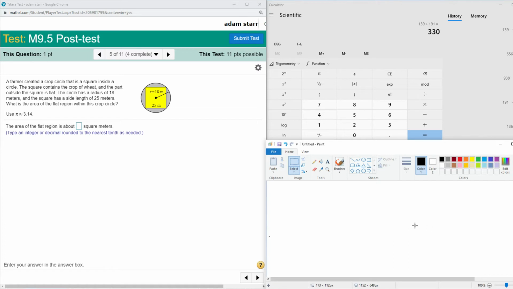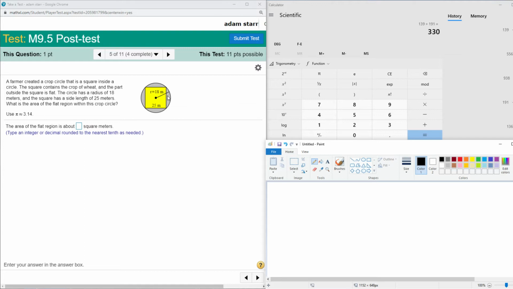Okay, this word problem here. We have a farmer creating a crop circle that is a square inside of a circle. The square contains the crop of wheat, and the part outside the square is flat, so these little gray bits are the flat areas. The circle has a radius of 18 meters, and the square has a side length of 25 meters. What is the area of the flat region within this crop circle? So the flat part is this gray region, and that I want to find the area of.